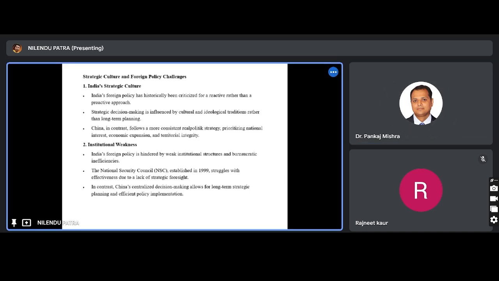China, in contrast, follows a more consistent realpolitik strategy, prioritizing national interest, economic expansion, and territorial integrity. Institutional weakness: India's foreign policy is hindered by weak institutional structures and bureaucratic inefficiencies. The National Security Council, established in 1999, struggles with effectiveness due to lack of strategic foresight. In contrast, China's centralized decision making allows for long-term strategic planning and efficient policy implementation.